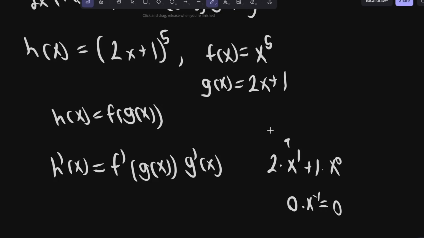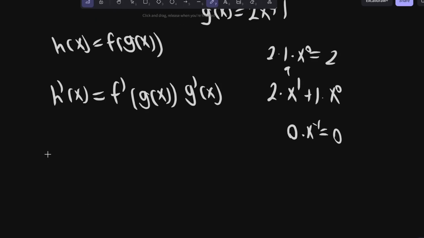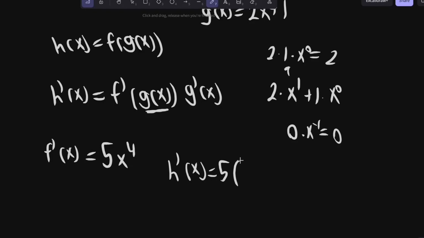Here, we get 2 times 1 times x to the 0, which is just 2. So this g prime of x is just 2. On the other hand, f prime of x, applying our power rule from earlier, we get 5x to the fourth. But remember, we're plugging in g of x. So our actual h prime of x is going to be 5 with g of x plugged in, 2x plus 1 to the fourth, times 2.